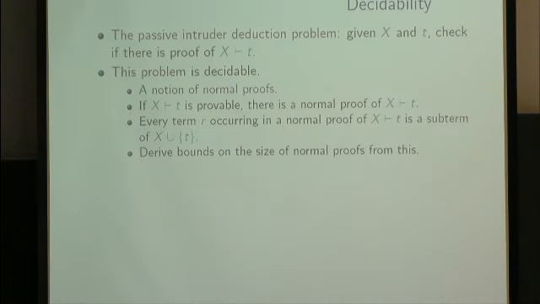And so what you are talking about is what is called the passive intruder detection problem. It basically says that if you have a finite set of terms, can one derive a given term T from it? And it's easily seen to be decidable.